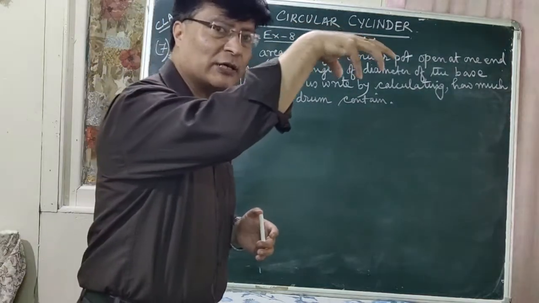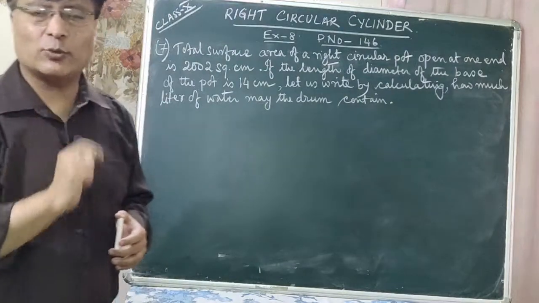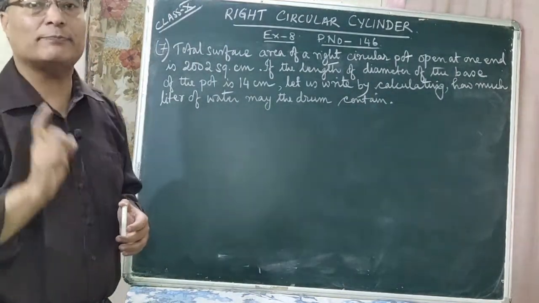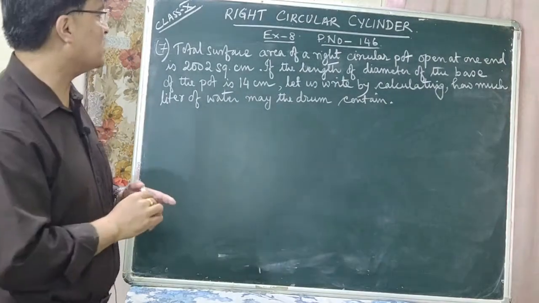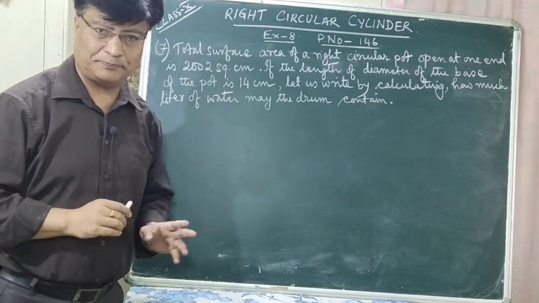The upper portion is open. The area of the upper portion does not need to be added. That is, what is the total surface area of the open pot? It is 2 pi r h plus pi r square. That is your total surface area. So it is given as 2002 square centimeter.